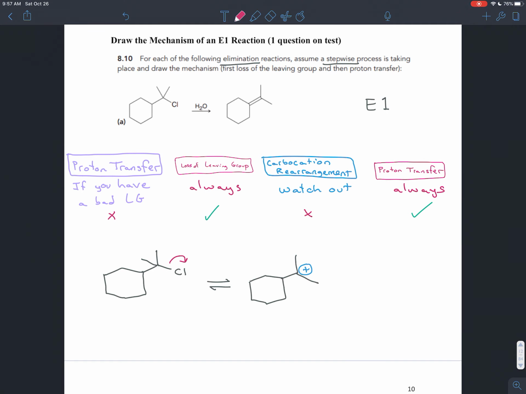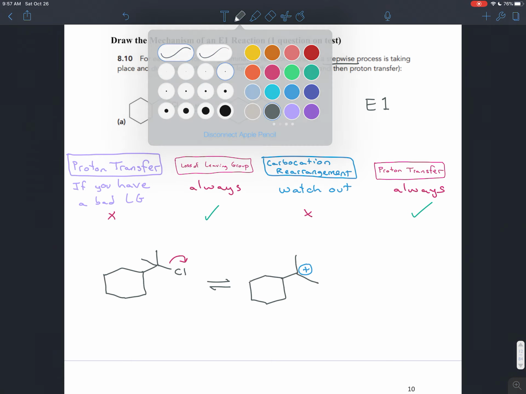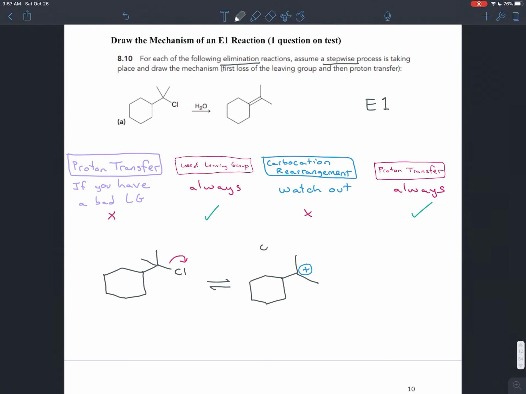So, proton transfer. Well, what is our base? Our base is water. Water is a very weak base. It's pretty stable on its own. And this is a trend that you'll notice when you compare E1 reactions to E2 reactions. E1 reactions will tend to use weaker bases. E2 reactions will tend to use stronger bases.